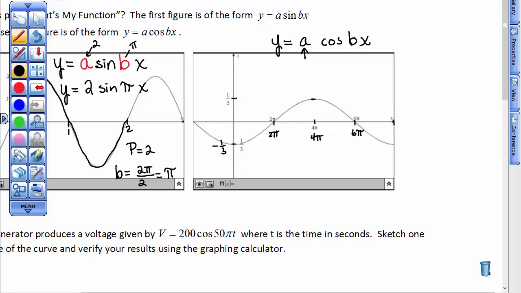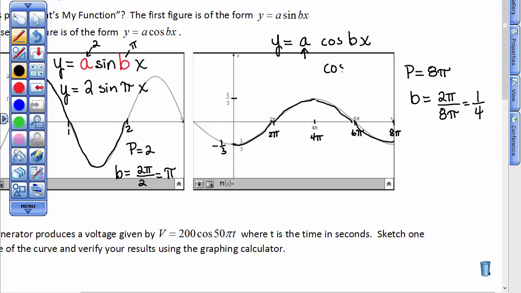I hope you saw that the period for this curve is 8 pi, because this repeats. Here's the first quarter, next, next, and next. So that's the end. So the period is 8 pi, and my b value would be found by taking 2 pi divided by my period of 8 pi. So the pi's will cancel out, and 2 over 8 is 1 over 4. So right here, when I write this equation, this is going to have a 1/4 in front of the x.